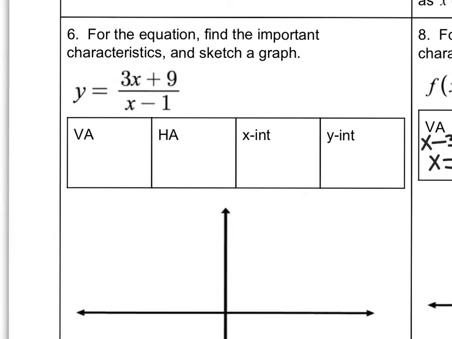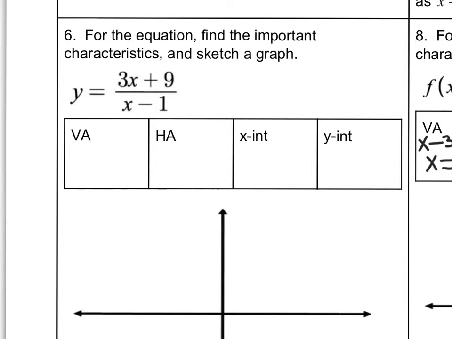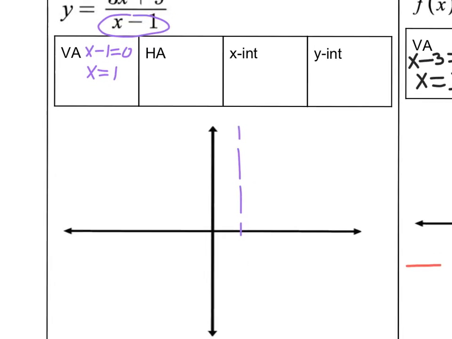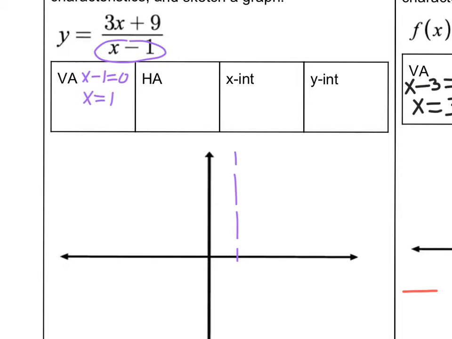Next up, we're going to have to do some finding characteristics and graphing, and then sketch the graph. I'm going to go piece by piece here, starting with the vertical asymptote, which is always the denominator is equal to 0, and here we get x is equal to 1. Let's see if I can use, there we go. Continuing my line.